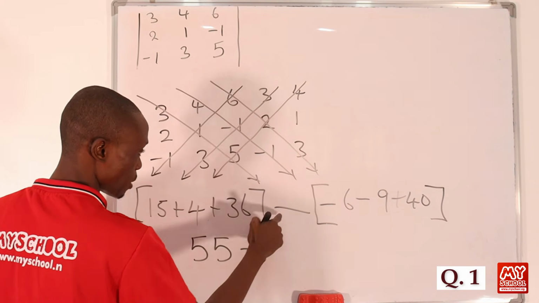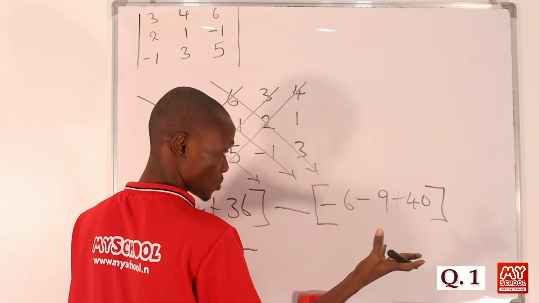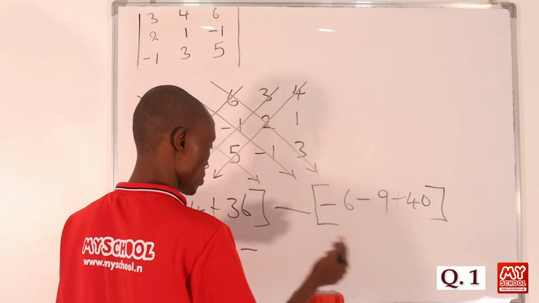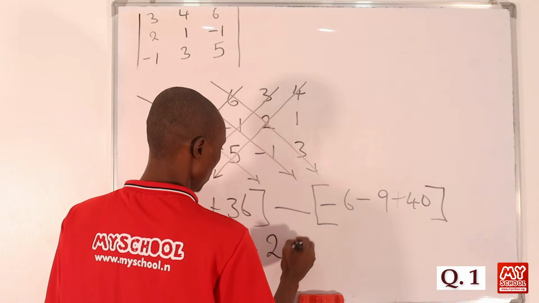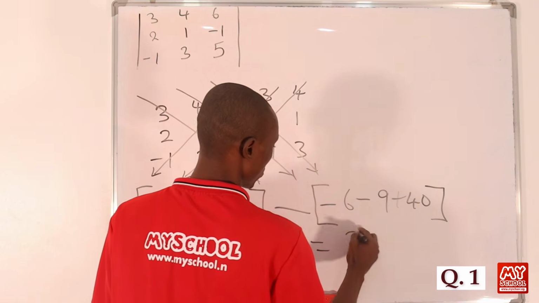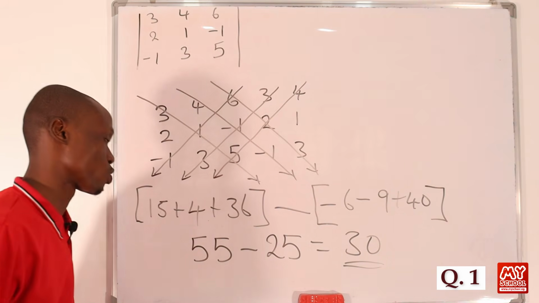So these are minus. Then if you look at this, minus 6 minus 9, that is minus 15, right? So minus 15 plus 40, that will give us 25. So here we'll be having 25. So 55 minus 25, that will be equals to 30. So the determinant of the matrix M is equals to 30.